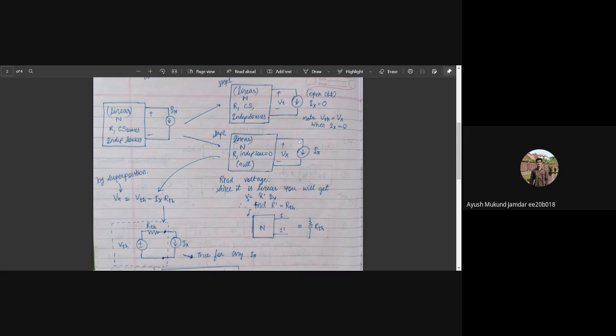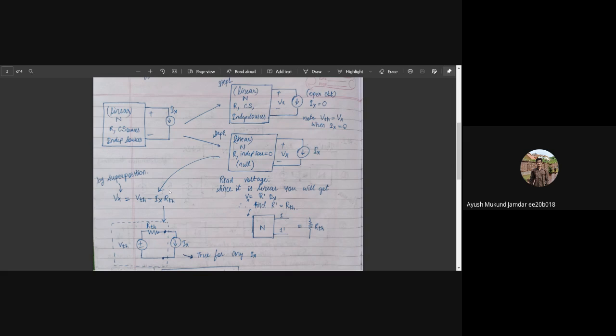Now, combining these two, the output voltage Vx can be written as VTH, which we found in the first case, minus Ix times RTH. This is because in the second case, since we don't have independent sources, the entire network can be considered as one resistor. We will have a potential drop across it. So while going through the loop, VTH will be decreased by Ix times RTH when we superimpose it.